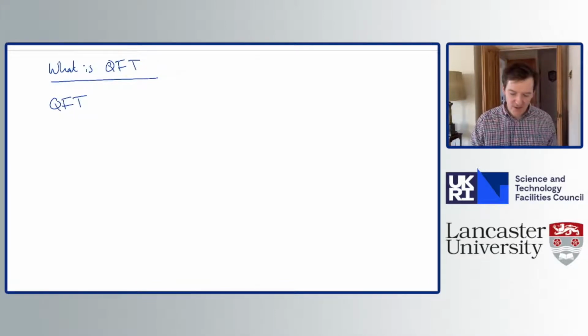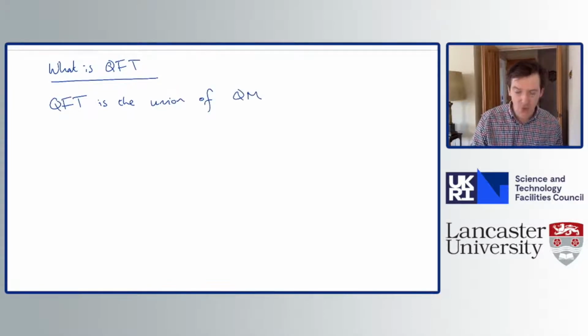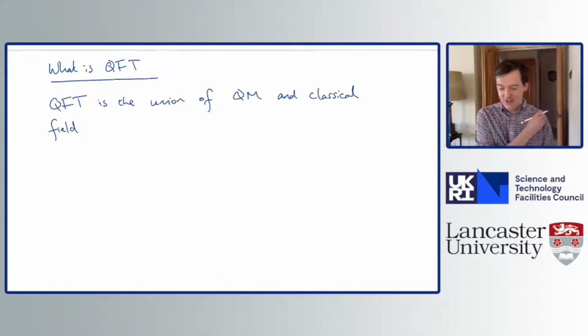One textbook I read described quantum field theory as the union of quantum mechanics, QM, and classical field theory. So that's a very simple definition. Quantum field theory is just the quantum version of classical field theory.